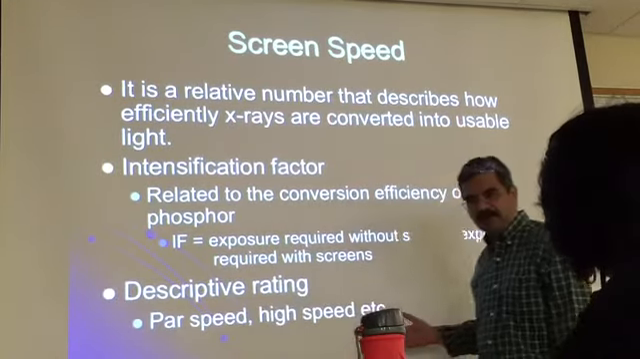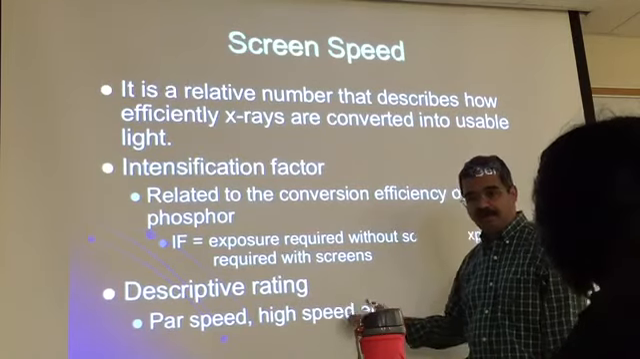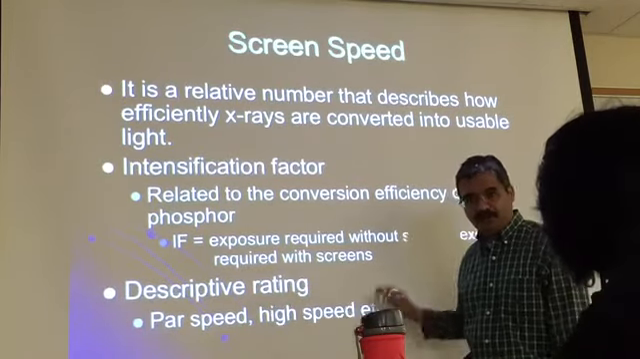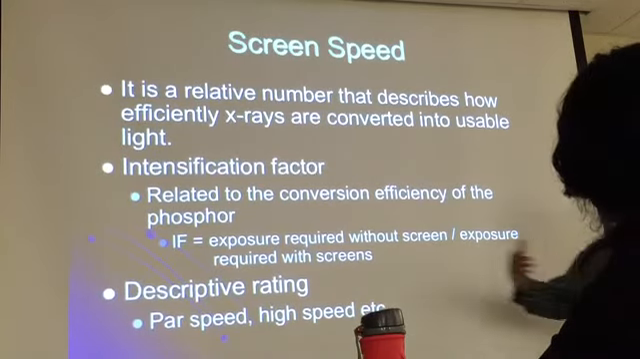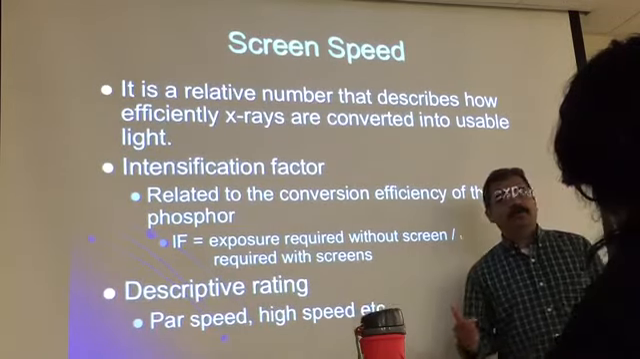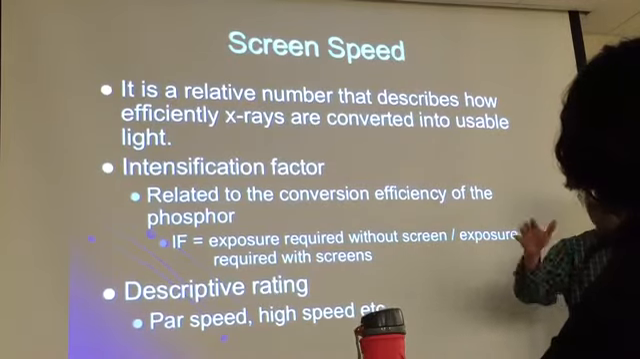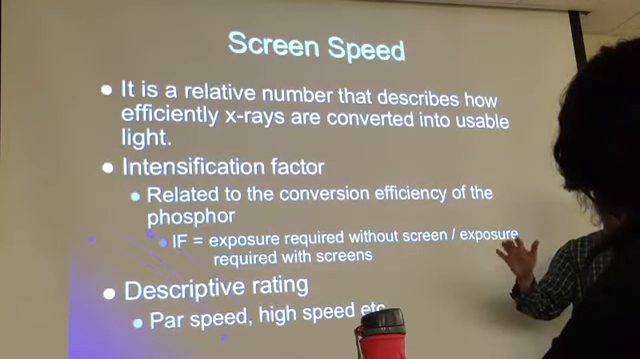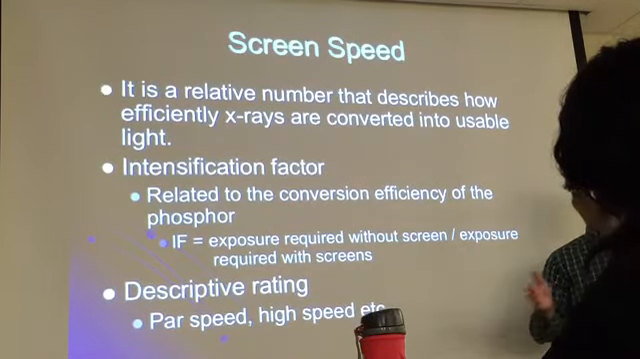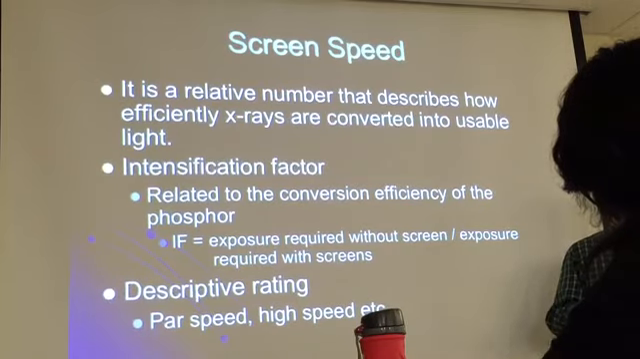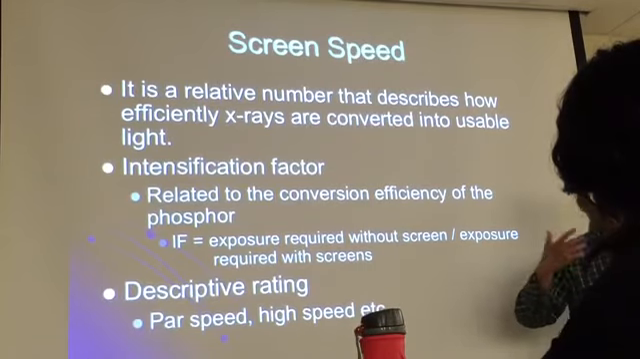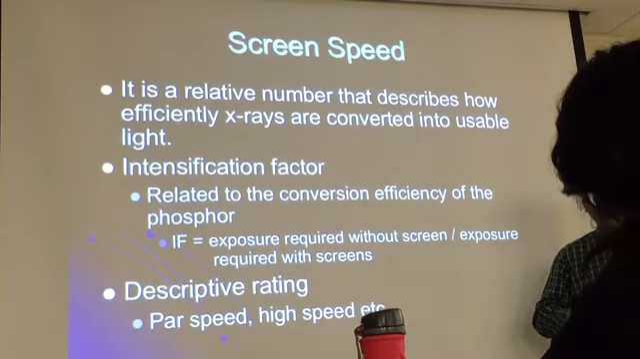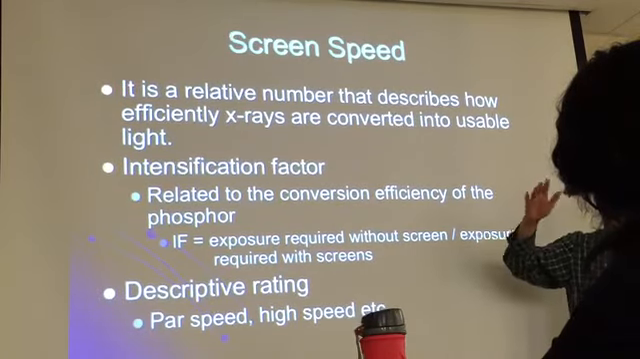Anything above that is high speed, according to this definition. However, when you talk to technologists that use this type of system, they will tell you, for example, the extremity screens, even though their speed is 200, they call it slow. But it should be slower than the other screens, because the other screens, when you're doing chest x-rays and abdomens, their speed is 400, 600, 800.